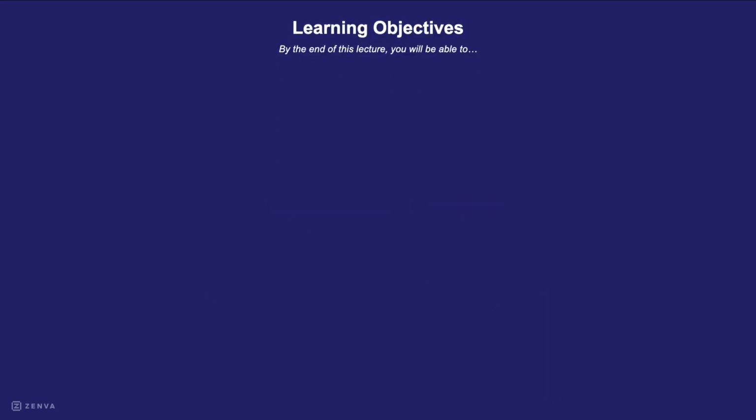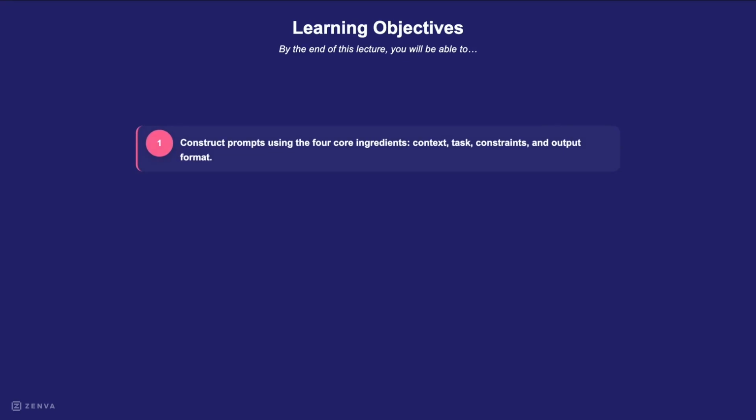Welcome to the anatomy of a great prompt. By the end of this lesson, you'll gain practical skills that will transform how you interact with AI. Let's start by looking at the first key skill you'll develop. First, you'll confidently construct powerful prompts using the 4 core ingredients: context, task, constraints, and output format. Mastering these building blocks will make your prompts incredibly effective.